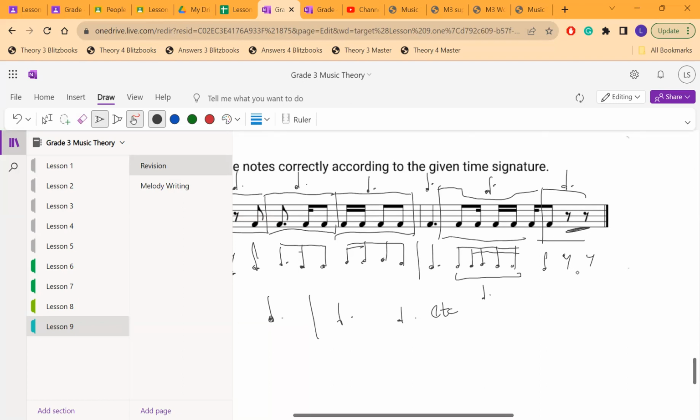Well, it's grouping the notes anyway. You can't replace that with a crotchet rest because of the primary rule: you cannot group beats 2 and 3 together. So no crotchet rest there.